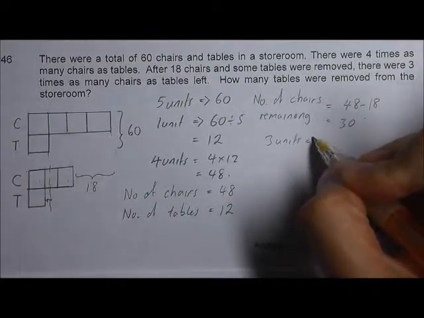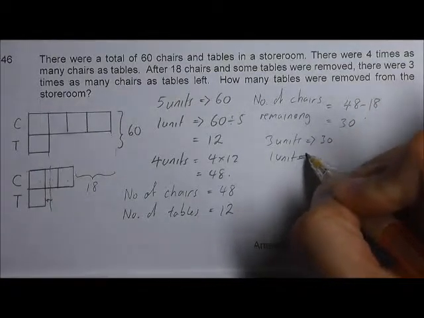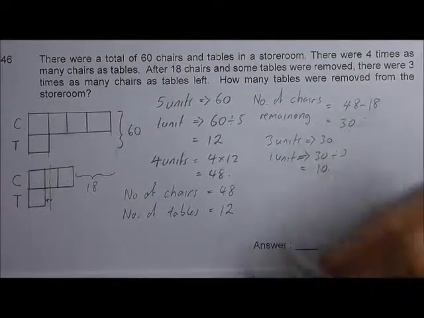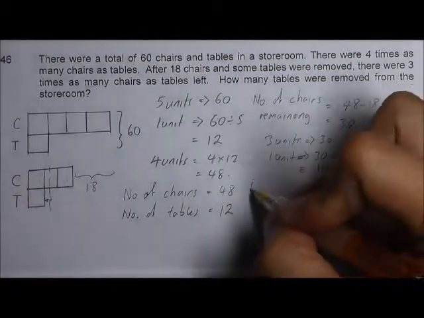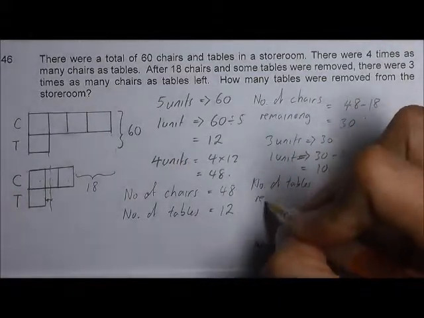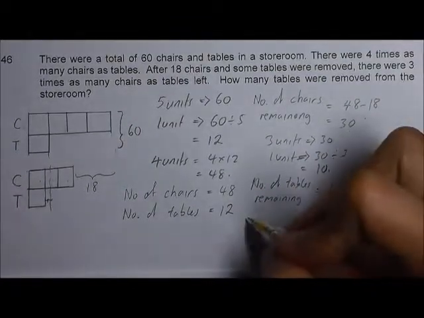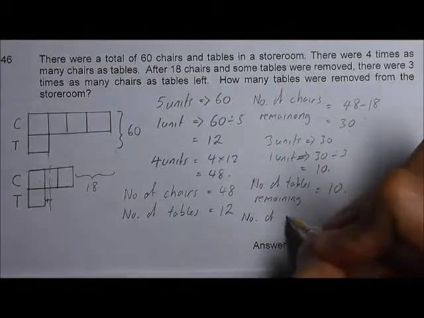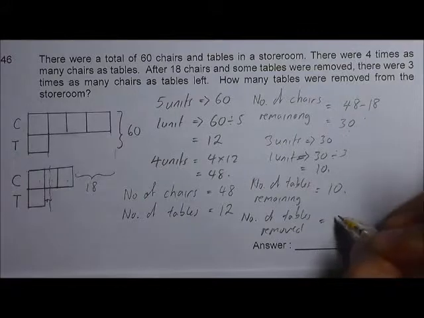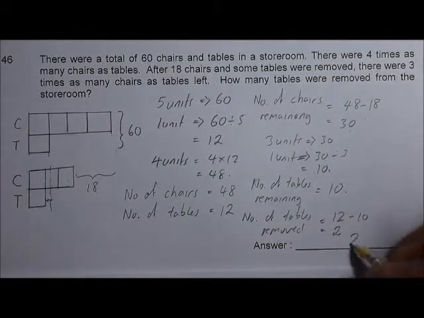One unit is equal to 30 divided by 3, which is 10. So now we know that the number of tables remaining is 10, and the number of tables removed has to be 12 minus 10, which is 2.